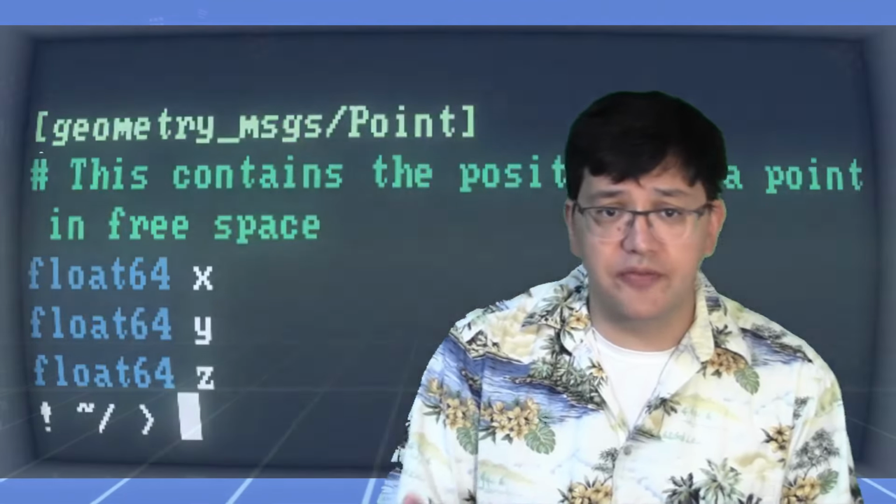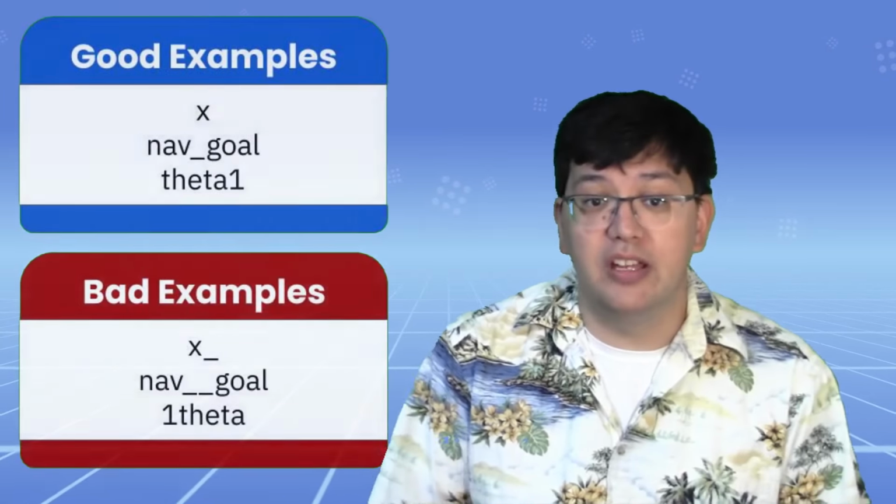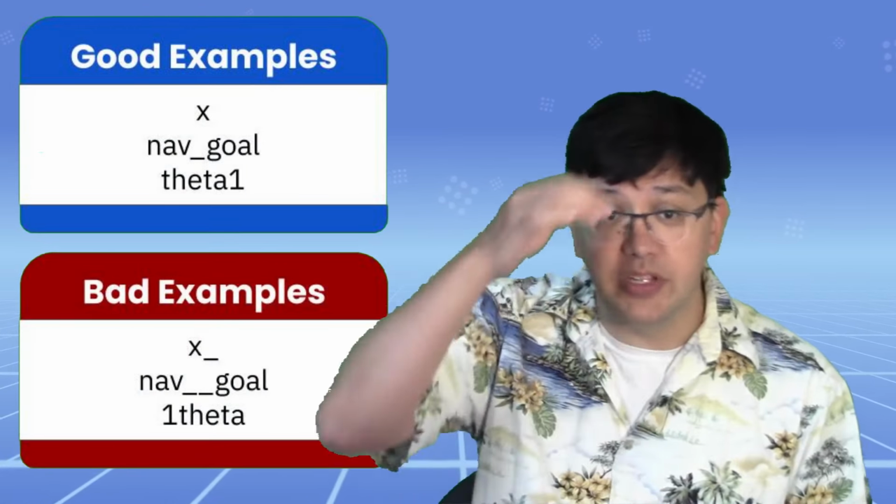A note about field names: they can be alphanumerics and underscores only, have to start with a letter, do not end with an underscore, and have no consecutive underscores. Generally, these are words separated by underscores. And here's a couple examples.